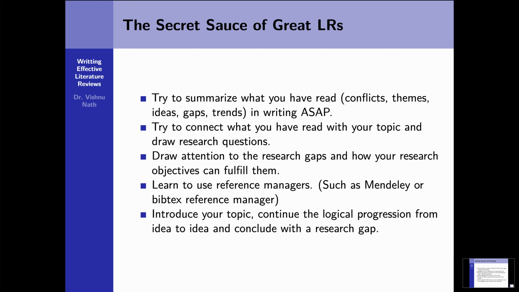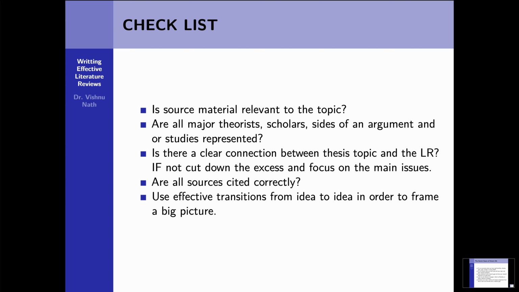So to conclude, we have a checklist. First of all, you need all the relevant source material, all the major theories, scholarly articles, all the sides that these scholarly articles have represented, whether they are opposing a particular association or approving it. Connection between topics and the literature review means only those works should be included in your literature review section which are directly related to the topic. Everything else is just excess, and you will be running into either the word limit or other issues of irrelevant things. So delete all those things.